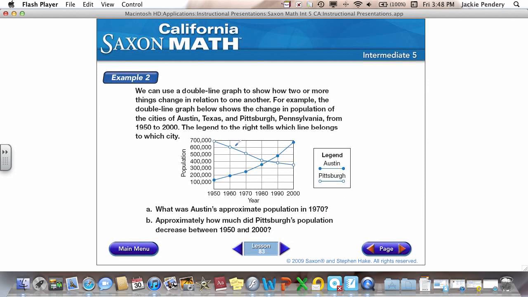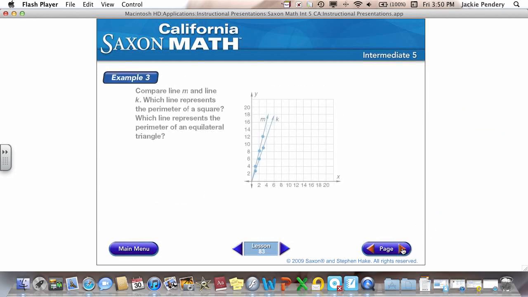All right, example 3. Okay, this one is a little trickier, so I'm going to go through it once, and then we'll talk about it more closely on Monday. So this question asks us to compare line M, this one here on the left, and line K, the one on the right. Which line represents the perimeter of a square, and which line represents the perimeter of an equilateral triangle? So you're going, I don't know.